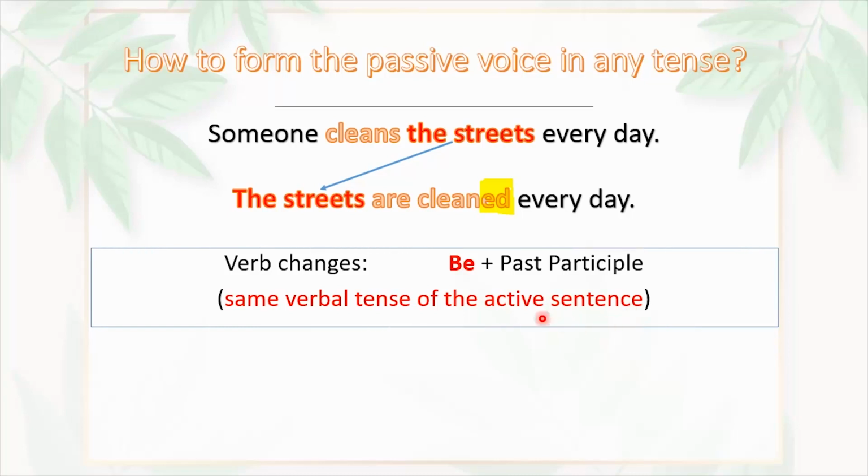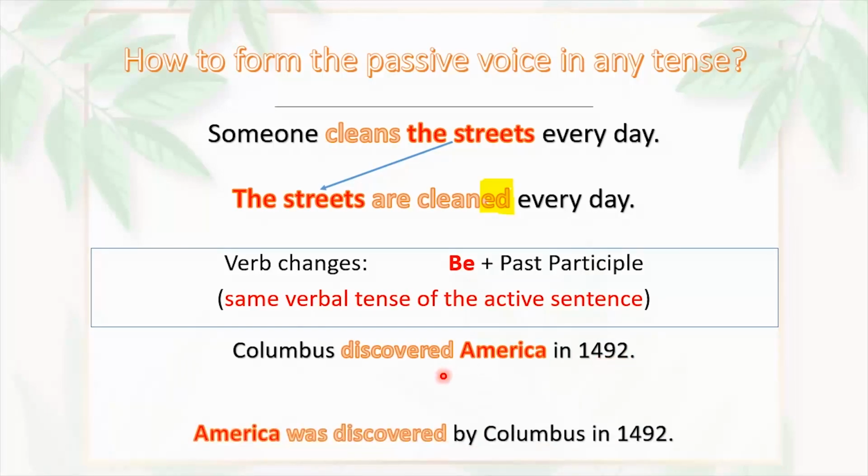Another example, Columbus discovered America in 1492. Columbus is the subject, discovered is a verb in the past, this is important, and America is the object. We bring America to the beginning, we add be in the past, which is was, and discovered in the past participle. By, and we add the agent of the passive. So it becomes America was discovered by Columbus in 1492.